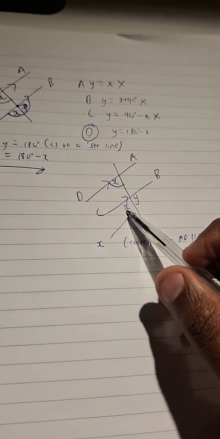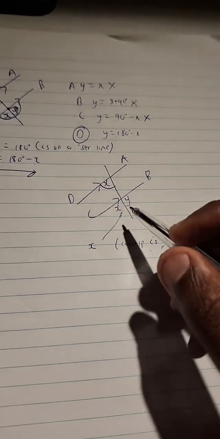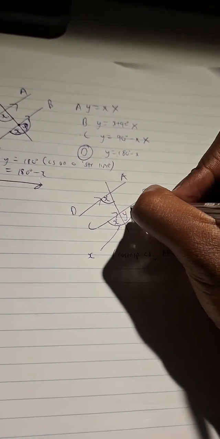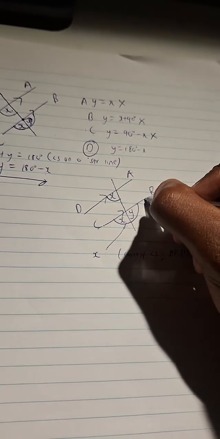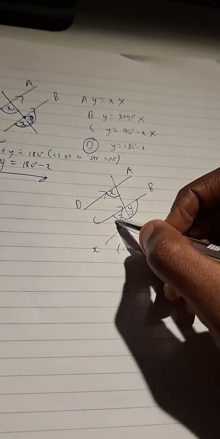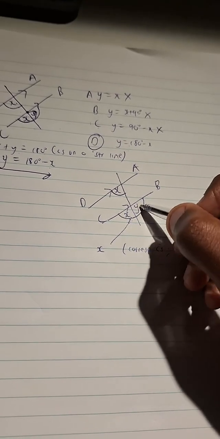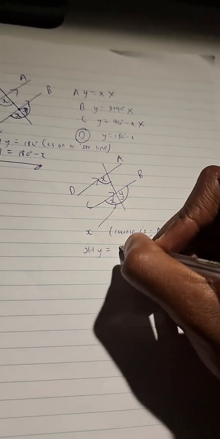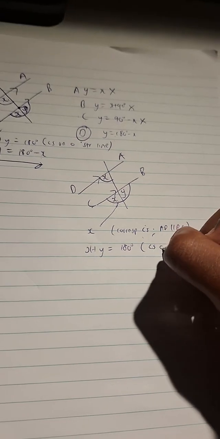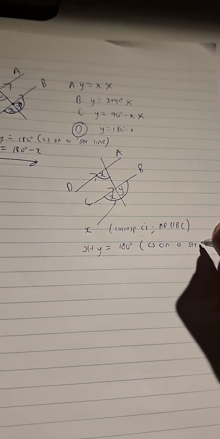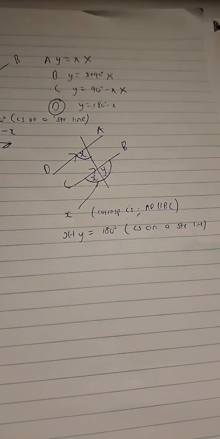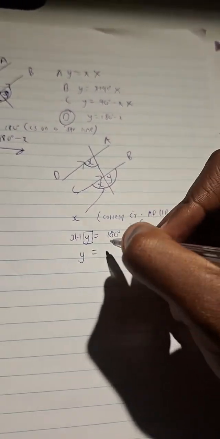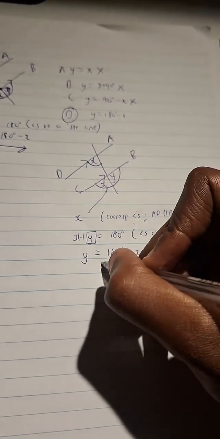All right. So I state the lines that are parallel. Then this x plus this y complete a straight line. We know that these two angles, we call them angles on a straight line. So I'm going to say this x plus this y is equal to what? 180 degrees. Angles on a straight line. Then I'm going to make y the subject. y is equal to 180 degrees minus x.